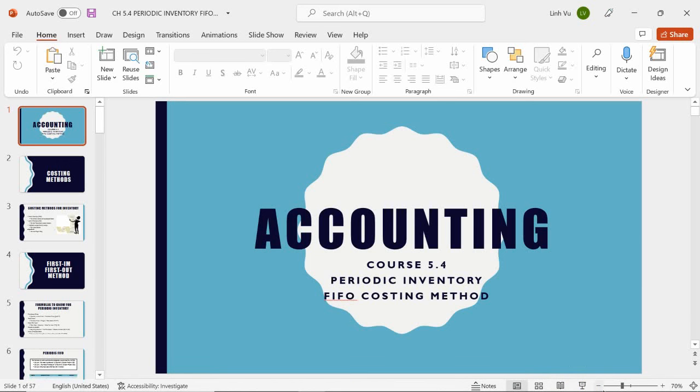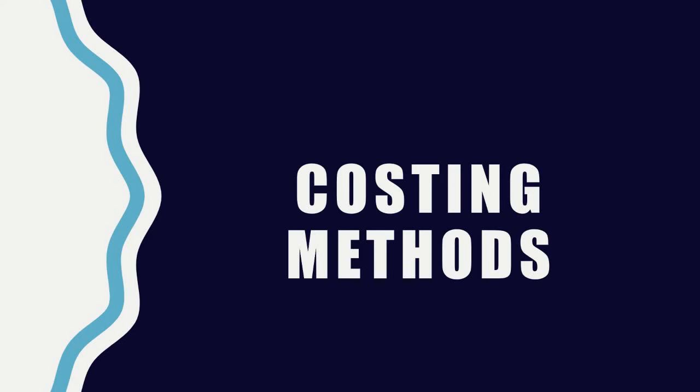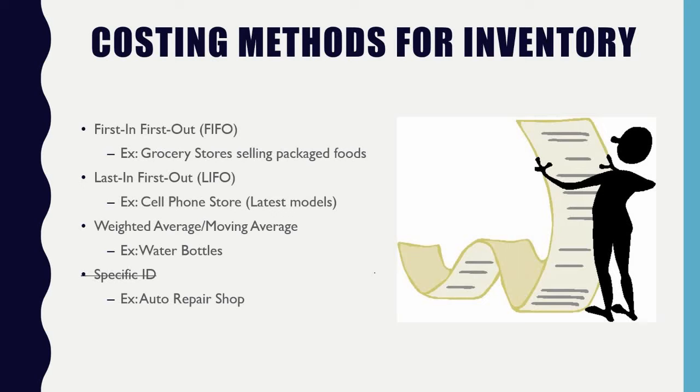So, periodic inventory. We learned what periodic inventory is. Now we're going to actually learn how we cost them out. There are many different cost methods that exist. For this class, there are typically three that are very noticeable or widely used.